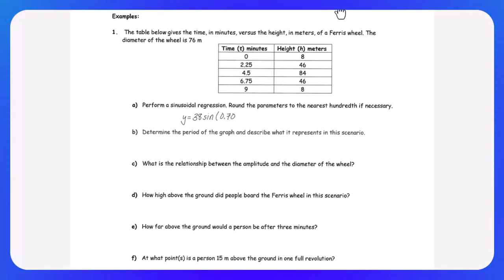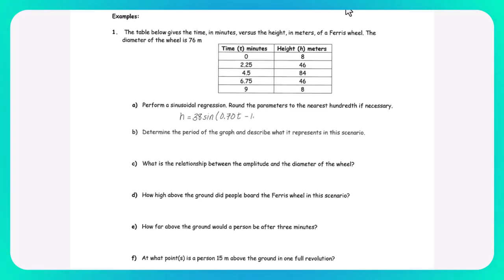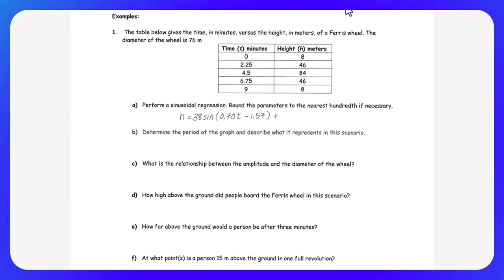Let's go with the variables they gave us. It was actually an h right there for height, and this is t for minutes. Minus 1.57 is what the c value is, rounded. Notice it's a negative 1.57, so this is going to become subtraction. And then we get a plus 46 right here.